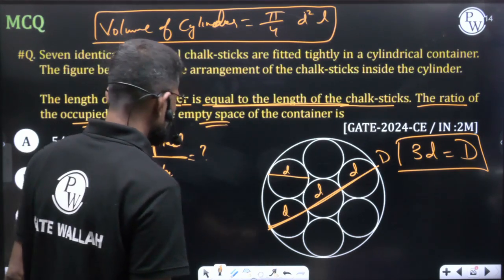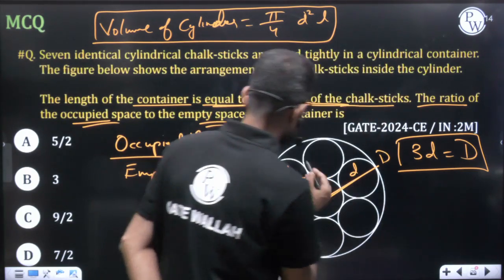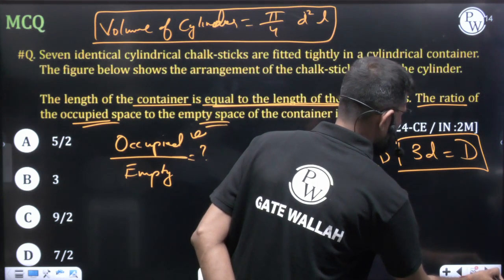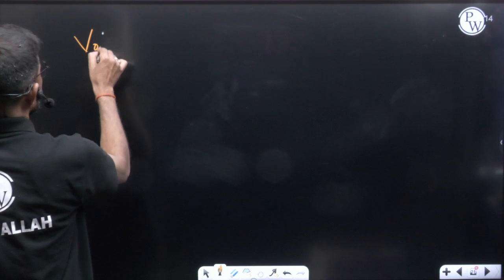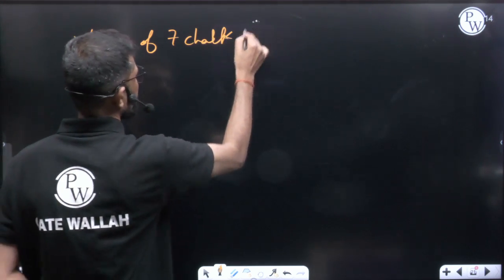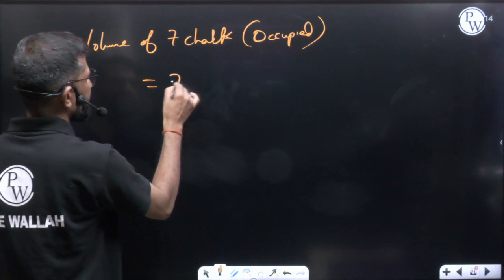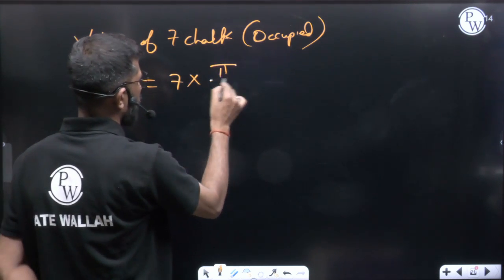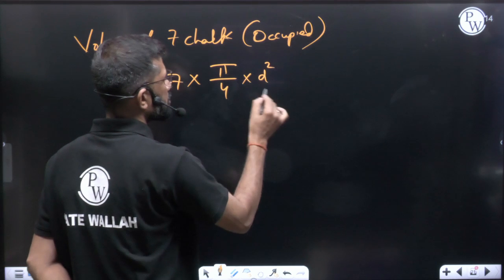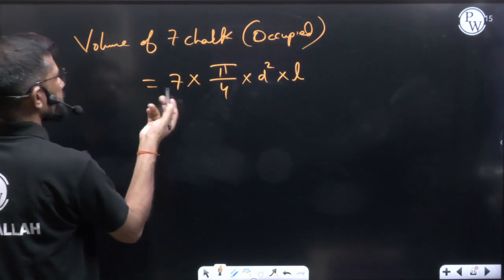Now, let us first find the occupied space. For occupied space, there are chalk pieces which are occupying the space. So the volume of 7 chalk pieces, or you can say the occupied space, is equal to 7 into pi by 4 into d square, where we are taking small d, into length, which we are taking as L. That's it, this is the occupied space.